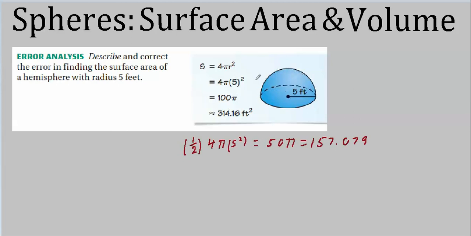So this is actually a pretty simple mistake, easy one to make. You lay out your formula knowing that that's what you're going to use, and then forget that you're not really looking for the whole sphere. You only want half of it.